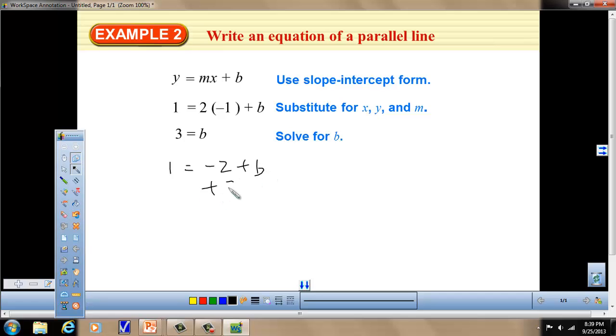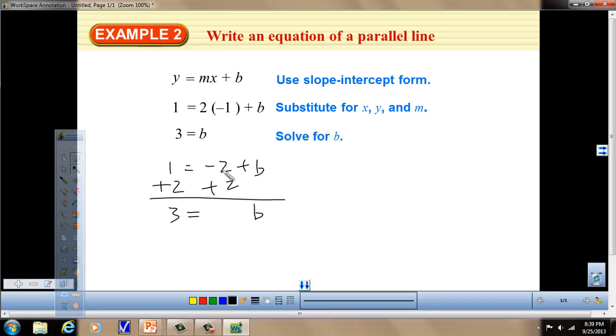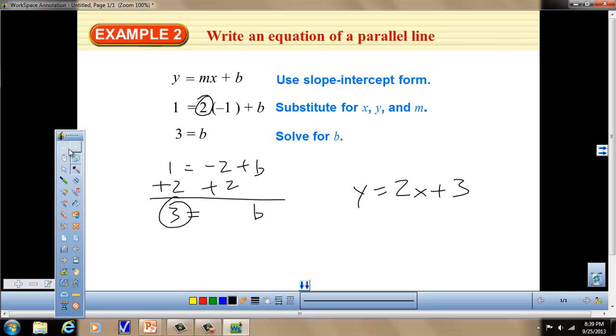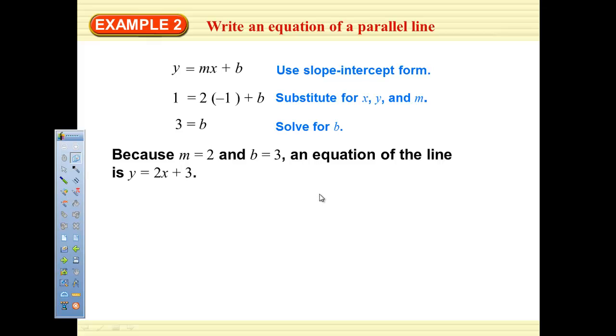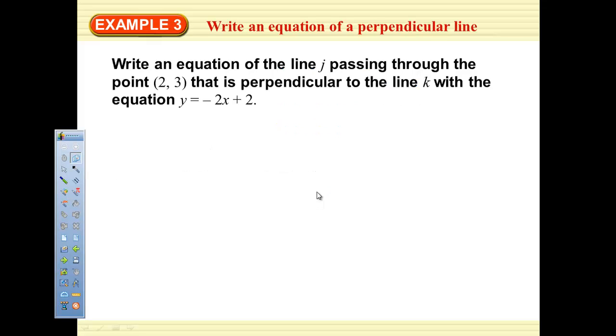We would have added 2 to both sides. We get b is equal to 3. Now that we have our slope, which is 2, and our y-intercept, which is b, we would have y equals 2x plus 3. And that's our equation. Okay? We do another one just like this.